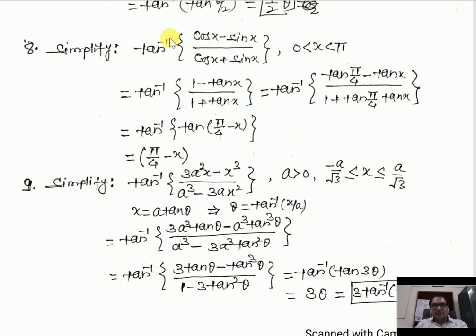Question number 8. Here also, this part, cos x minus sin x upon cos x plus sin x, you have to convert in terms of tan. For that, what I have done over here is I am dividing by cos x in the numerator and denominator. So 1 minus tan x upon 1 plus tan x, and 1 you can write as tan pi by 4.